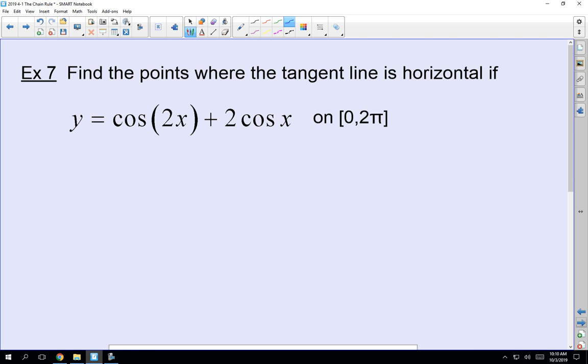So what's the first step on this? We're going to find points where the tangent line is horizontal. As soon as they say tangent line, we're thinking that all the time because we're in first semester Calculus 1. Find the derivative.